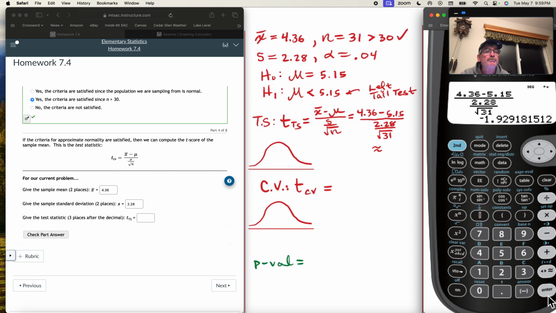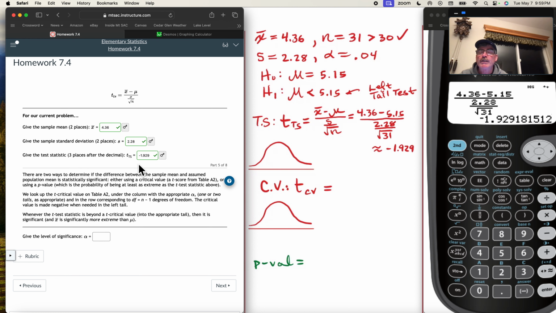Okay, so negative 1 point. It's at 3 places, so we're going to go negative 1.929. Okay, do that down here. Looks good. And everything looks like it's correct here.